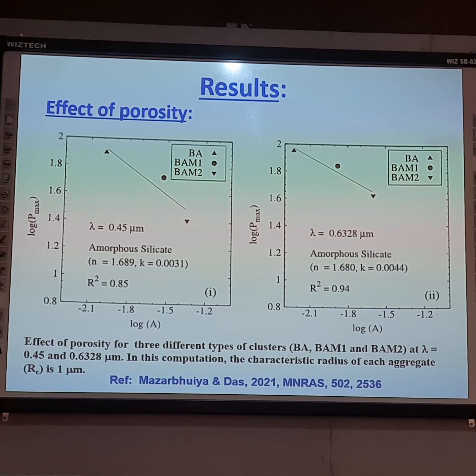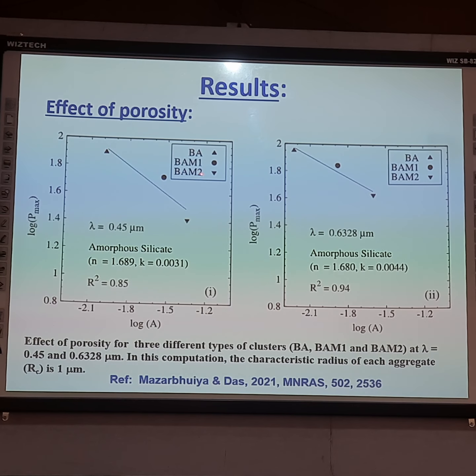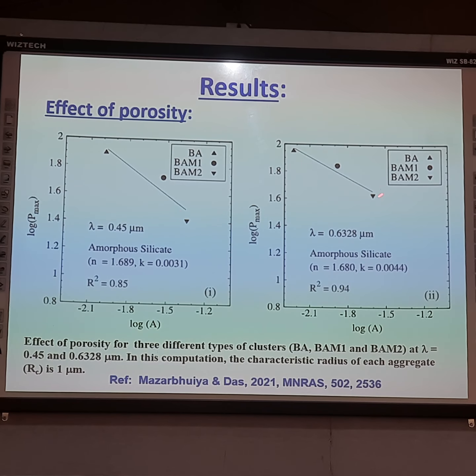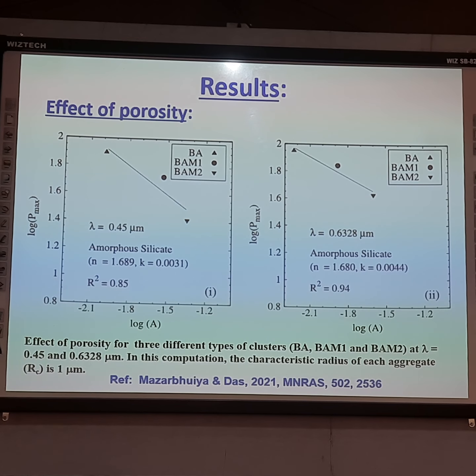Log A means we have drawn this curve in logarithmic scale. So this is the logarithm of albedo, and this is Pmax, and you can see that there is a strong correlation with the structure of the particles. Means porosity is a very important factor here. So BA has the highest porosity and BM2 has the lowest porosity. So if porosity is decreasing, polarization is also decreasing, and albedo is increasing. Similarly, if you go to another wavelength, a similar nature is observed. So this is the effect of porosity, how porosity is affecting the polarization maxima in this study.